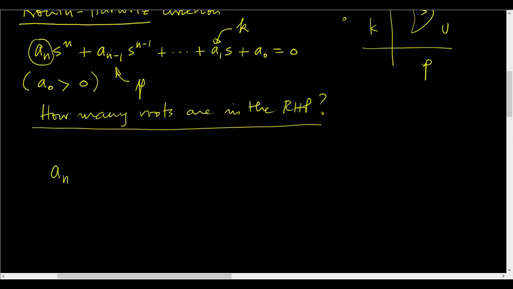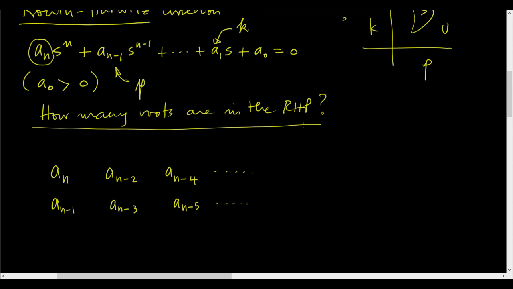We will not write this one and take the next one. Okay, so we will have an minus 2, an minus 4, and in this way until we run out of coefficients. And over here we will write an minus 1, an minus 3, an minus 5, and in this way we will continue.